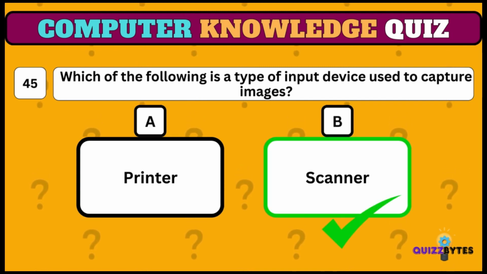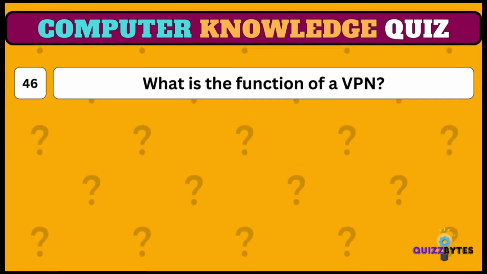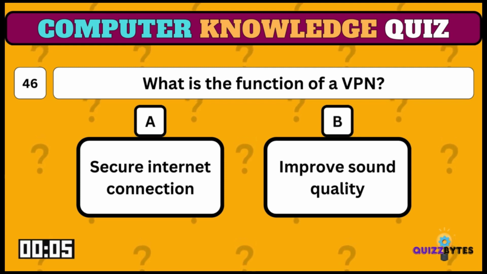Absolutely right. A scanner captures images with clarity. Proceeding to question 46. What is the function of a VPN? A. Secure internet connection or B. Improve sound quality?